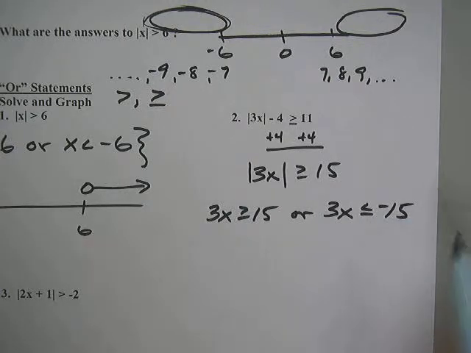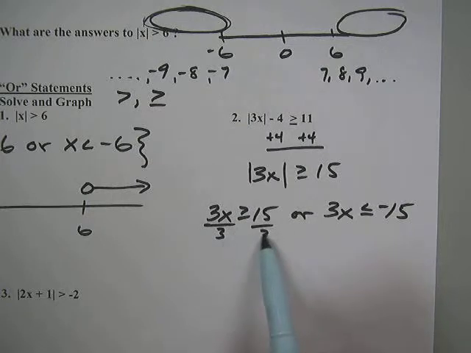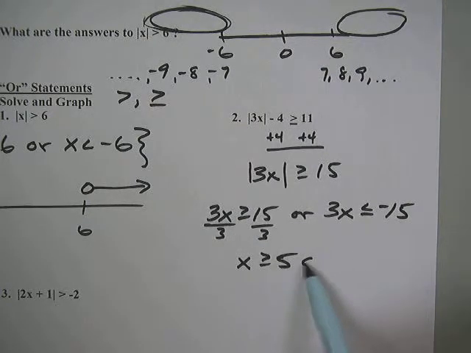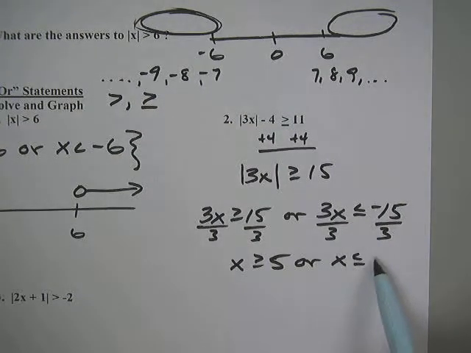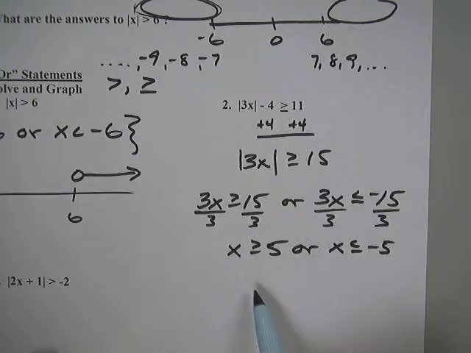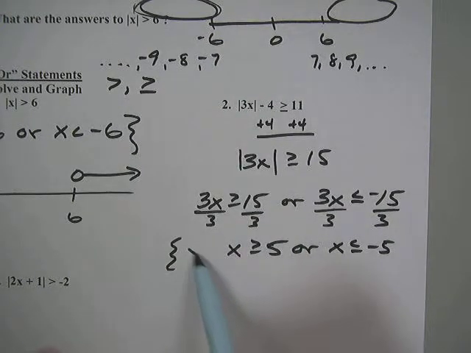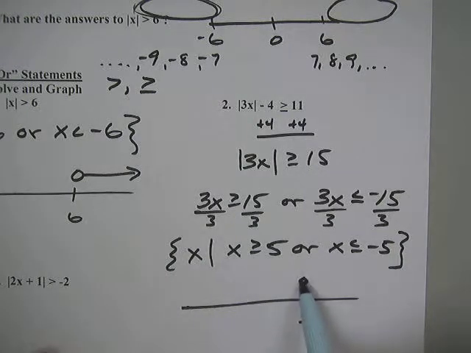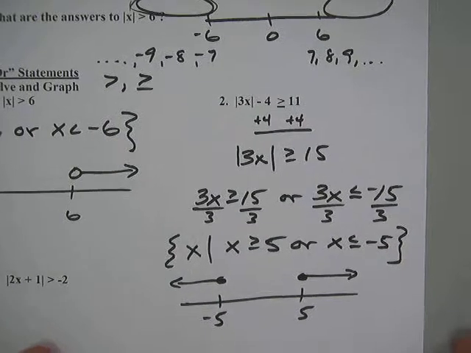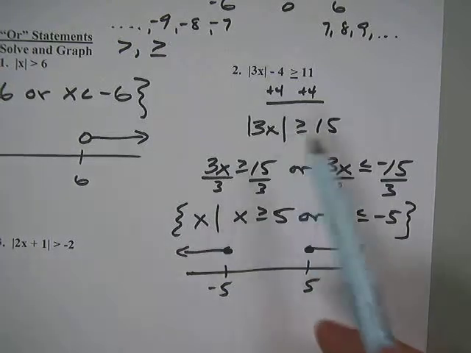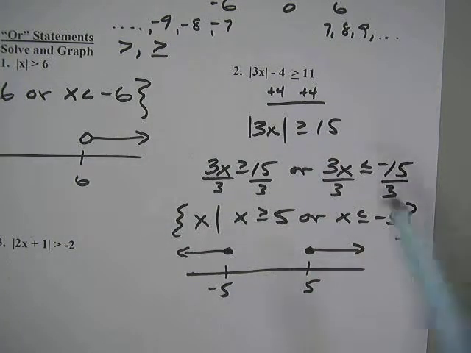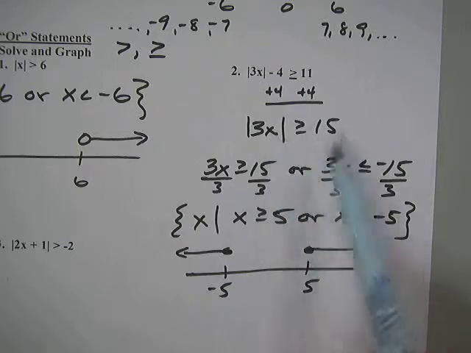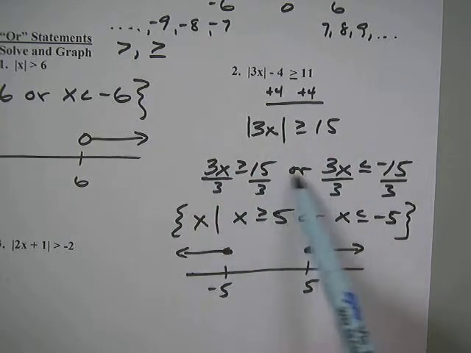Now that the absolute value is all by itself, I'm going to split it up. So 3x is greater than or equal to 15, or 3x is less than or equal to -15. So divide by 3, x is greater than or equal to 5, or divide by 3, x is less than or equal to -5. So let's put it in solution sets here first. Graph it. So here's 5 and -5. And there you go.